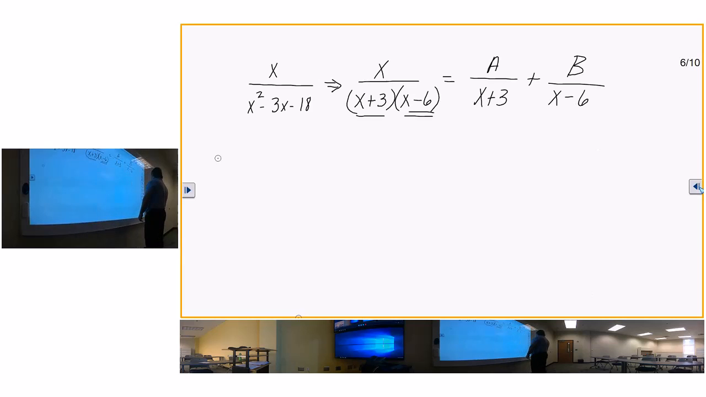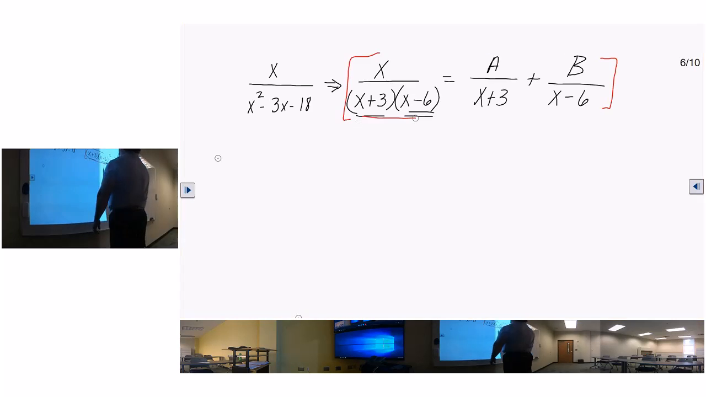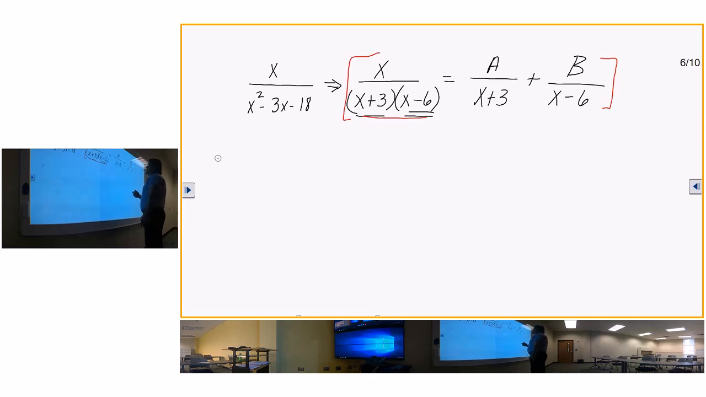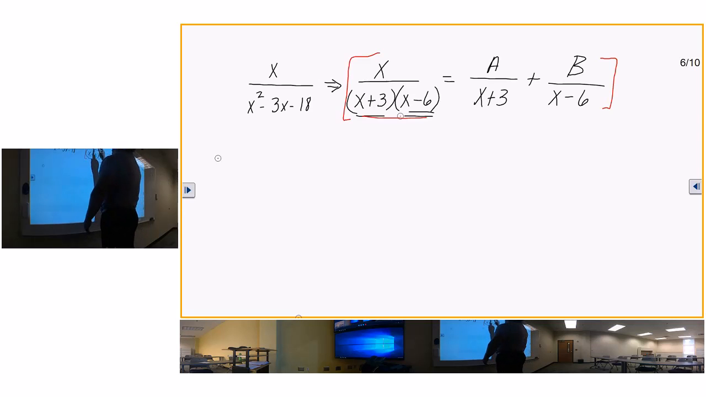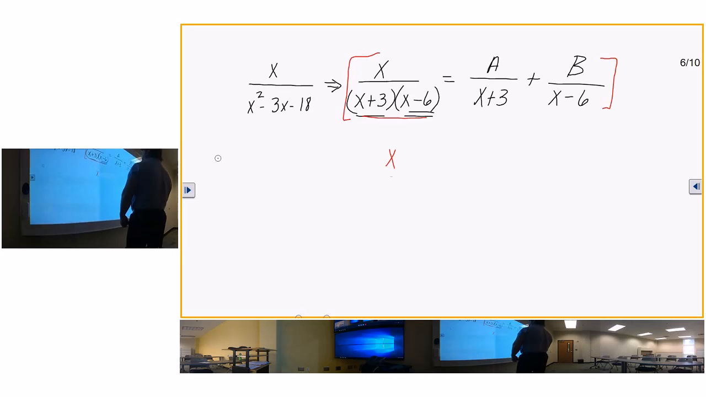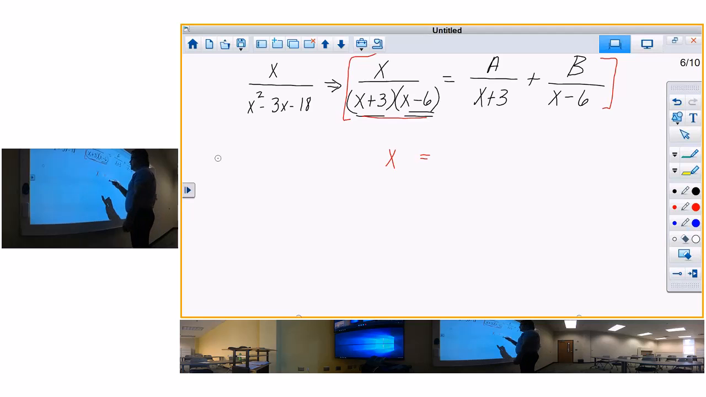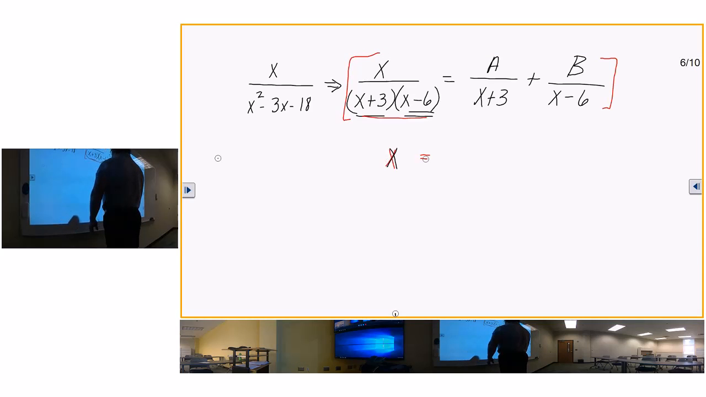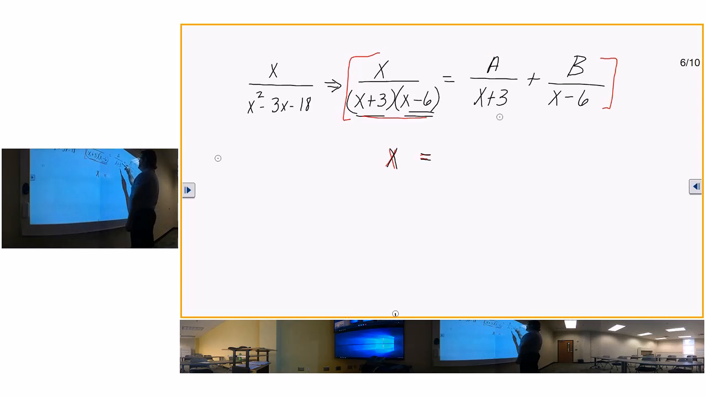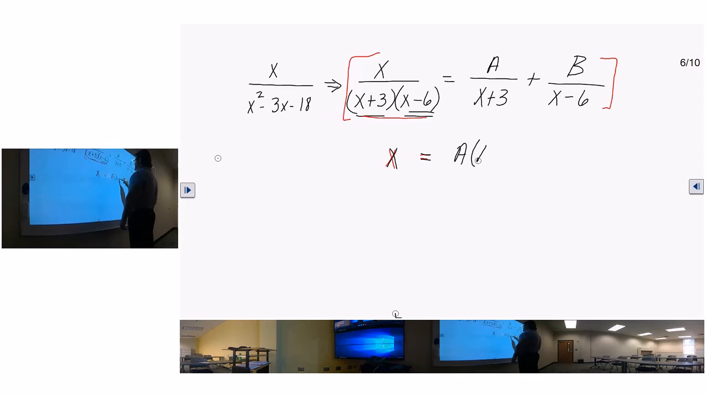Multiply through by the common denominator. The common denominator is this whole denominator right here. So that's basically going to cancel this out and leave what? The x, and that's what's supposed to happen. Equals, and I'm going to write back in black. Hey, ACDC, back in black. All right, x equals, and then x plus 3 is kind of canceled, and that leaves x minus 6. So A times x minus 6 plus B times x plus 3.